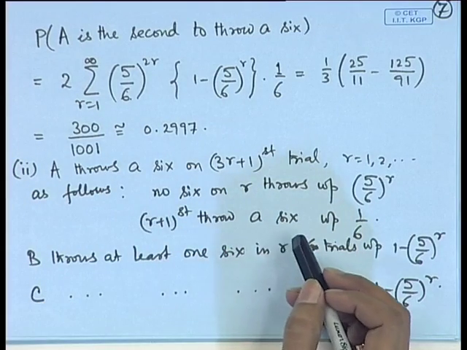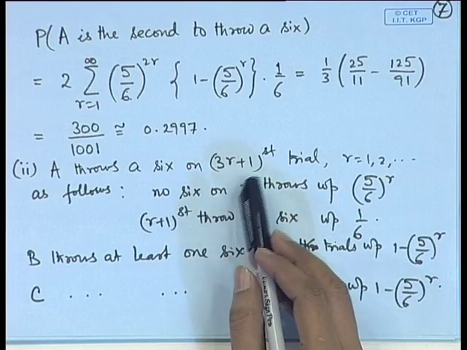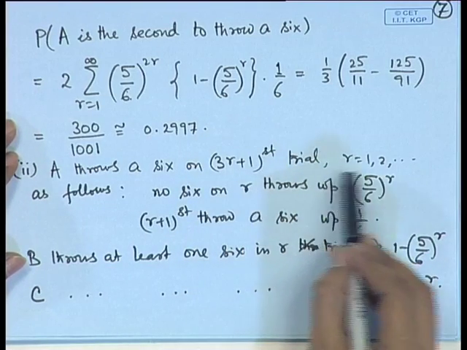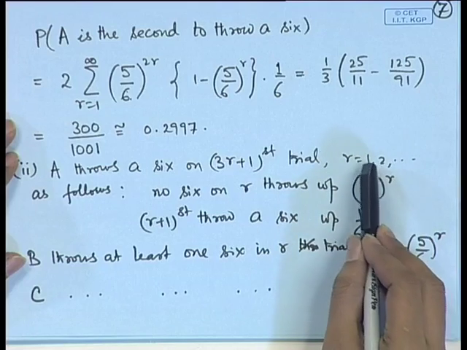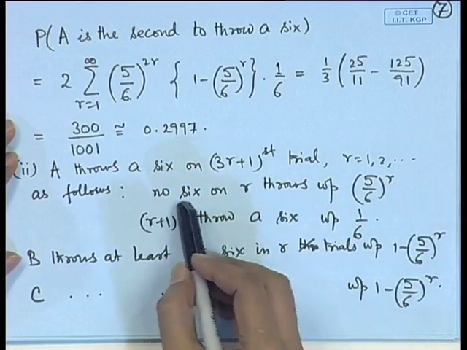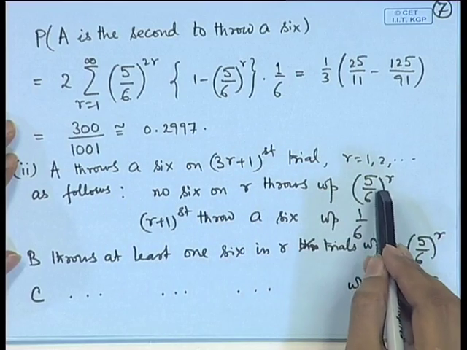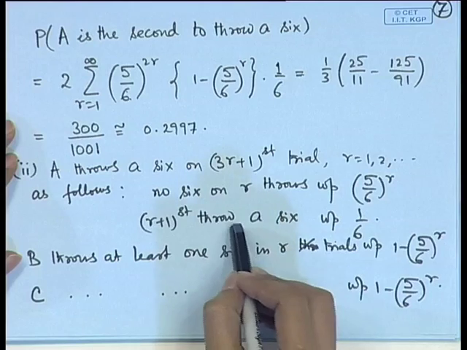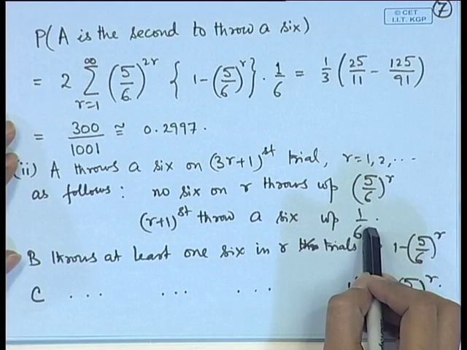Let us also see A is the last to throw a 6. If he is the last to throw a 6, then once again he will be able to throw a 6 on the 3r plus 1th trial for r equal to 1, 2 and so on. On r equal to 0, he must not throw a 6. So, once again no 6 on r throws, that will be (5 by 6) to the power r, and the r plus first throw is a 6 with probability 1 by 6.